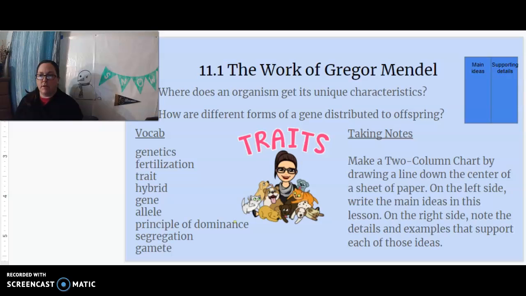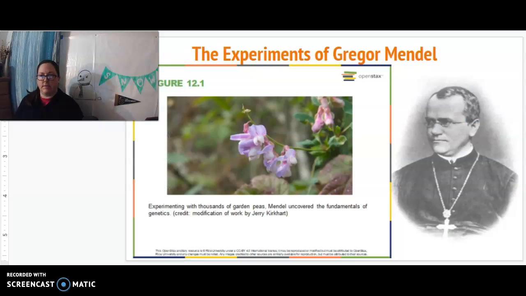When you're taking notes, make a 2-column chart by drawing a line down the center of a sheet of paper. On the left side, write the main ideas in the lesson. Those would be things in bold. And then on the right side, note the details and examples that support each of those ideas. All right, so let's get into this.